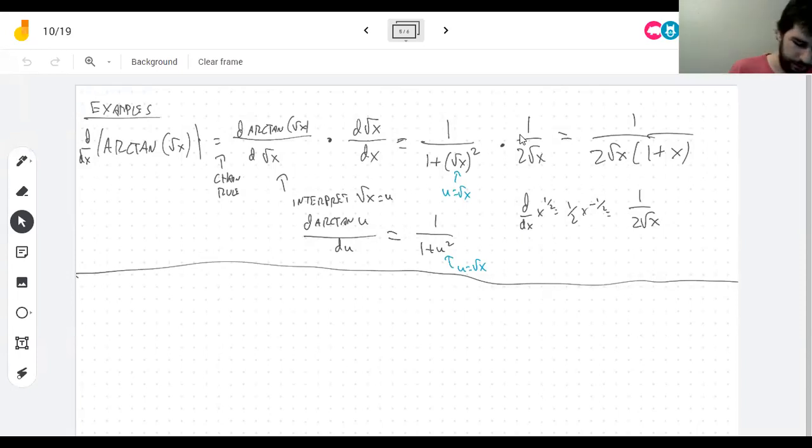So what about the derivative of the square of the arcsin? Again, this is a composition, but now the outside function is the square, the inside function is the arcsin. So I'm just gonna use the chain rule.